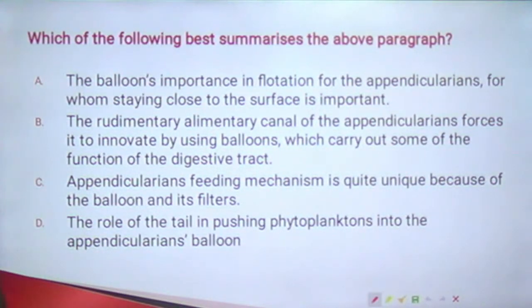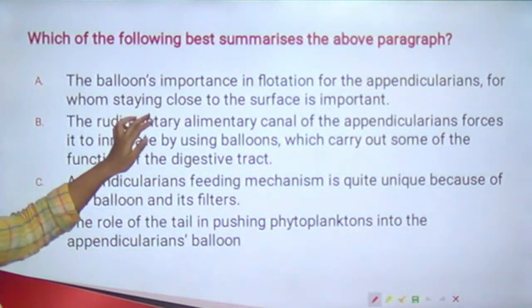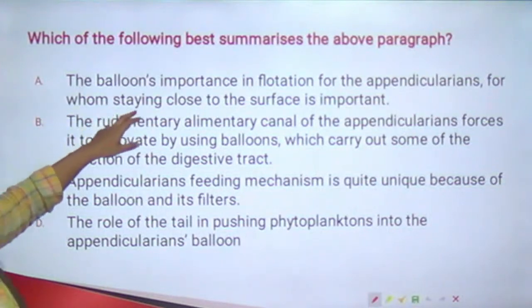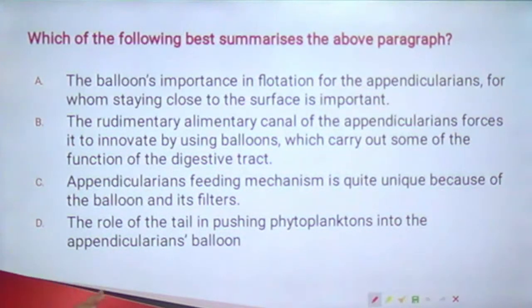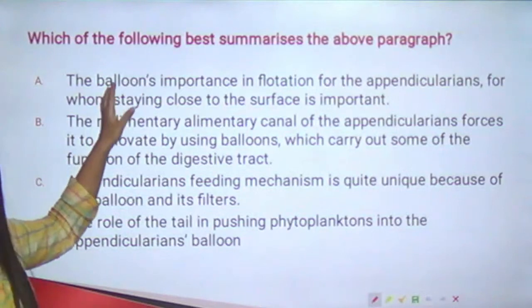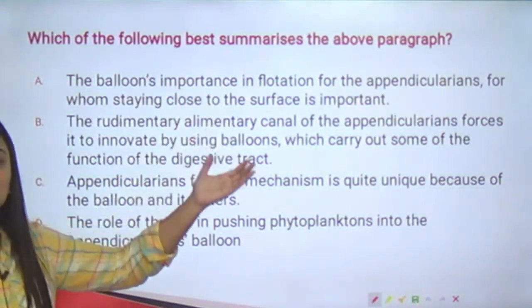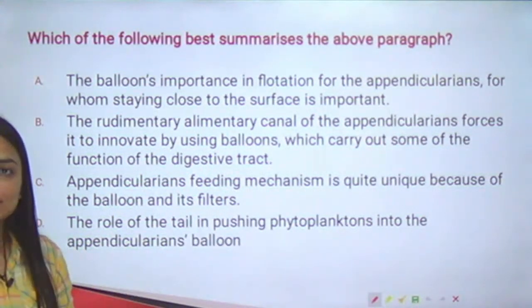Okay, let's read all the options quickly. First one is the balloon's importance in flotation for the appendicularians for whom staying close to the surface is important. Was the passage focusing only on this? Is this option anywhere talking about the zooplanktons with which we started the passage?